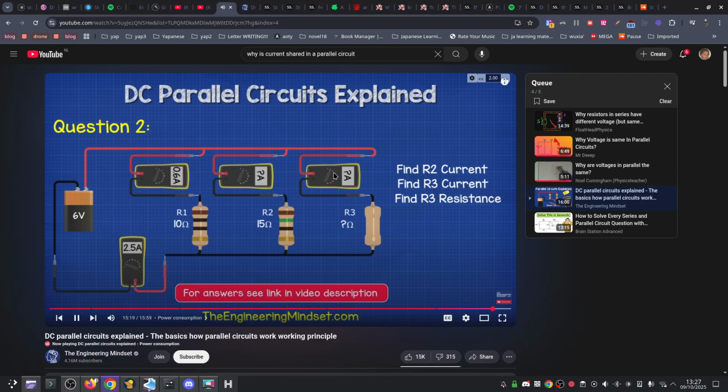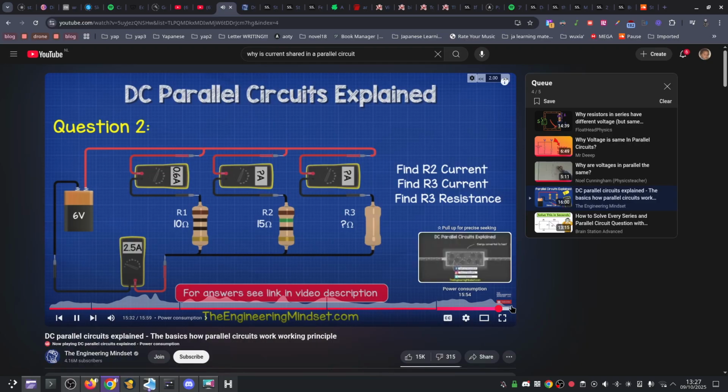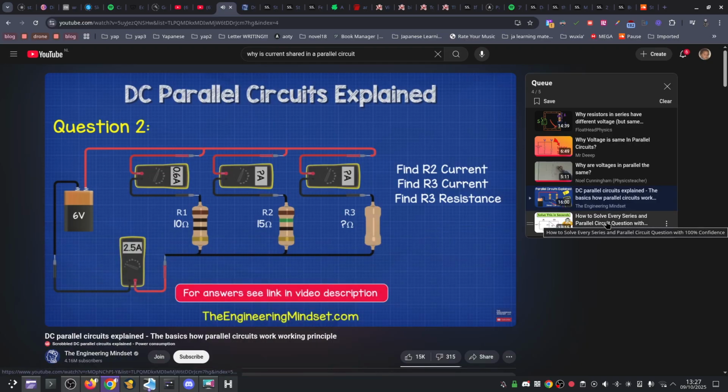in parallel to a 6-volt battery. The total current in the circuit is 2.5 amps. Resistor 1 is 10 ohms with a current of 0.6 amps. Resistor 2 is 15 ohms with an unknown current. And resistor 3 has an unknown resistance value and an unknown current. Calculate the current flowing in resistor 2 as well as the current.